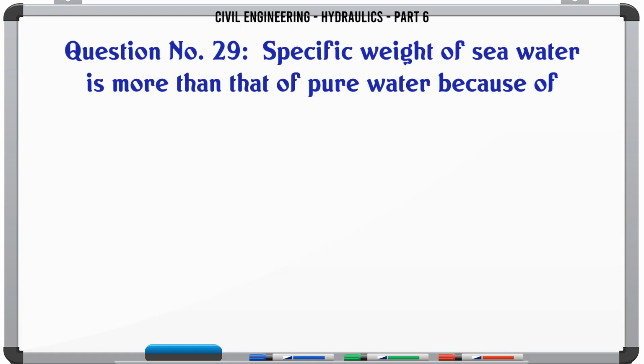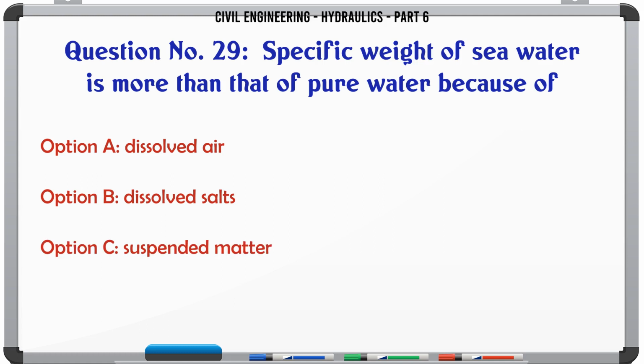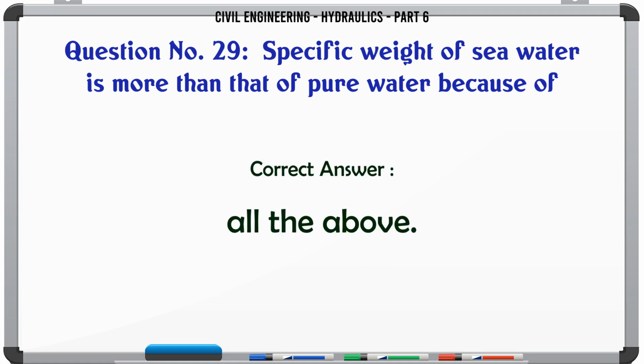Specific weight of sea water is more than that of pure water because of A. dissolved air, B. dissolved salts, C. suspended matter, D. all the above. The correct answer is all the above.